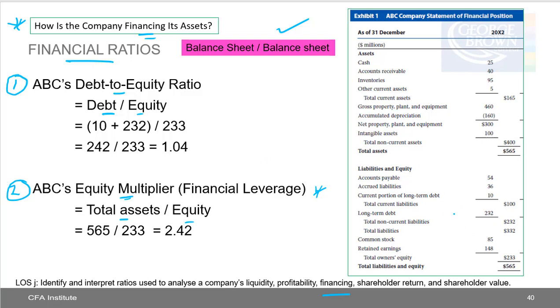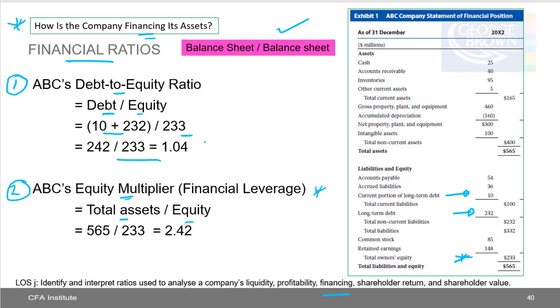we have the long-term debt here, 232, but we need to include the current portion of the long-term debt. That's why we have the 232 plus the 10 divided by equity is 233. There's the total owner's equity, 233. So the debt to equity ratio is 1.04.